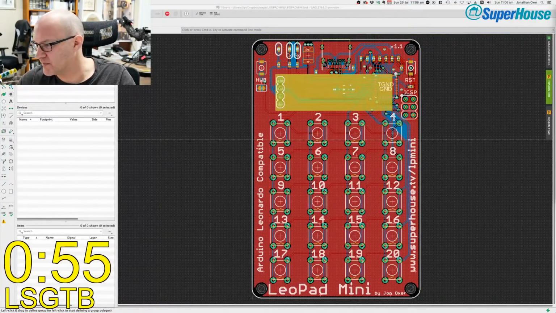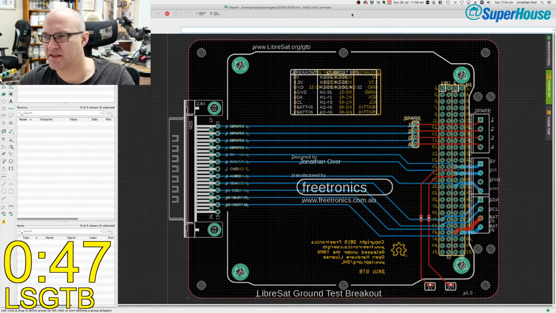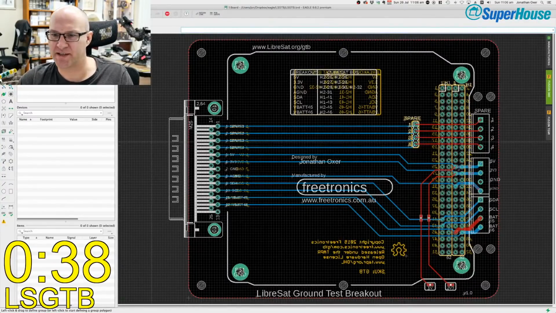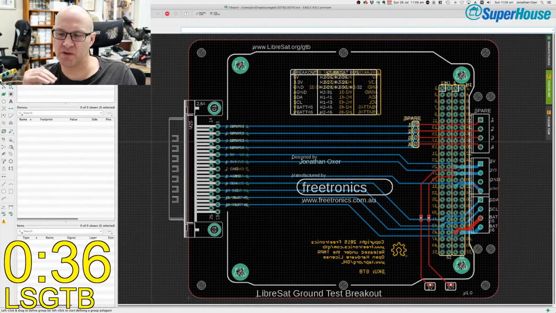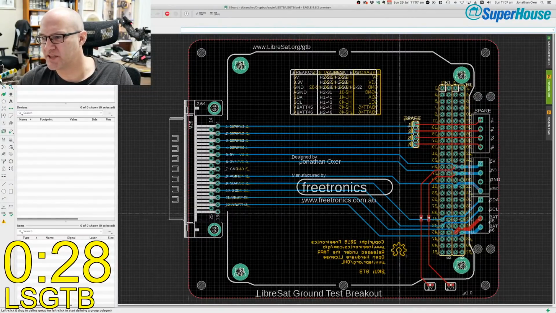So, what? Oh, LibreSat ground test breakout. LSGTB, I had to think about what that was. This is a breakout for testing satellite PCBs in a vacuum chamber. And you can see there is the socket on the left here, which goes into a wiring harness that passes through the wall of the vacuum chamber. All of this is mounted inside of it. And there is a connection here. It's kind of like a test rig.